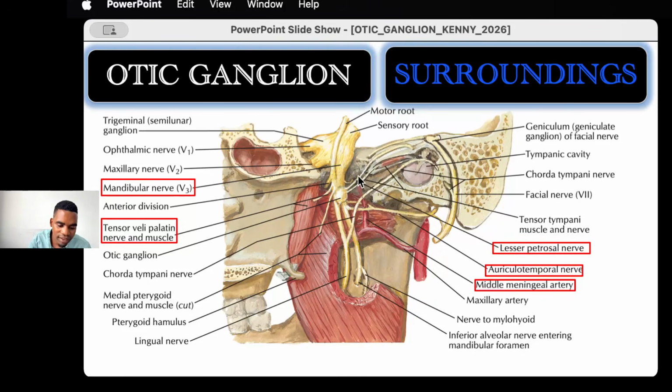But I want to show you another nerve here. This nerve is called the lesser petrosal nerve. It's a branch of cranial nerve number 9, which is the glossopharyngeal nerve. This is going to be your lesser petrosal. We're going to see it clearly. And we also have the auriculotemporal nerve. You can see there is a slit between the two limbs of the auriculotemporal nerve, and through it passes the middle meningeal artery.